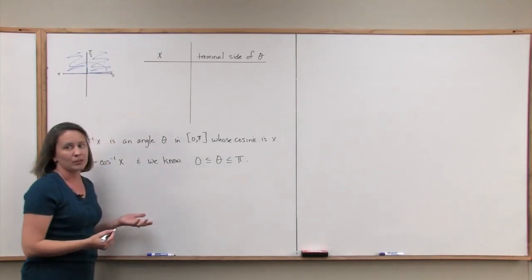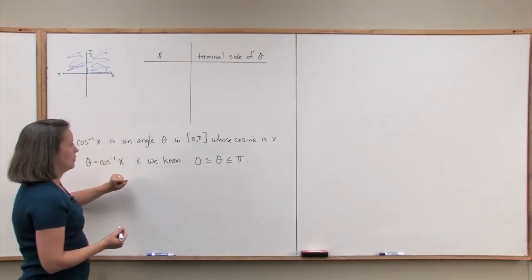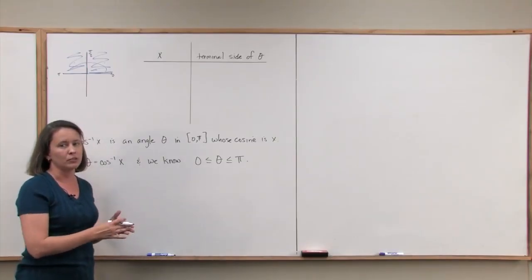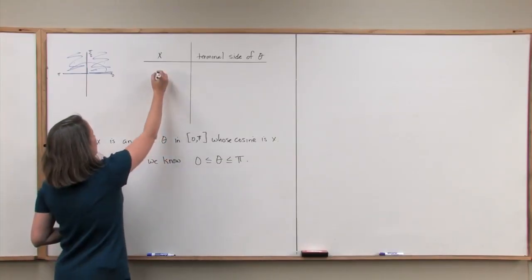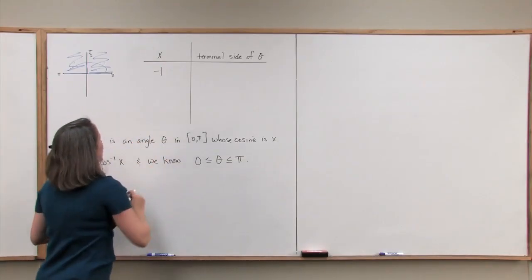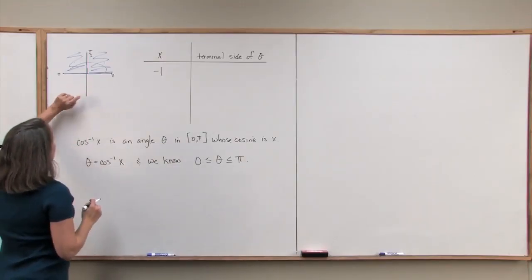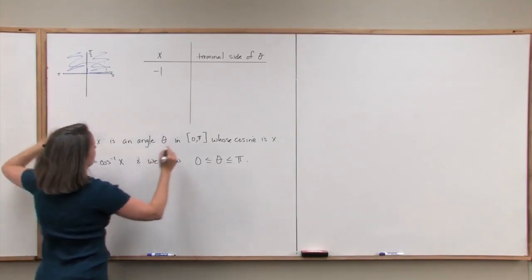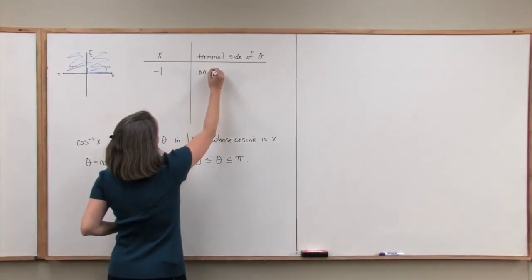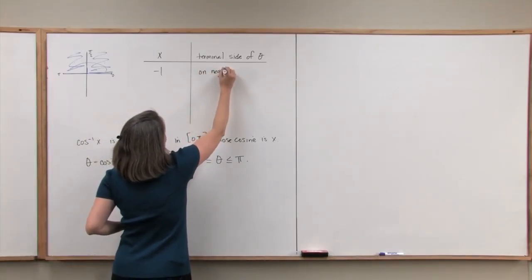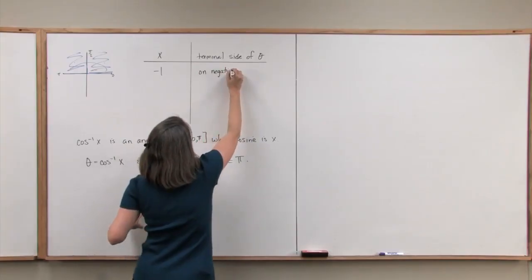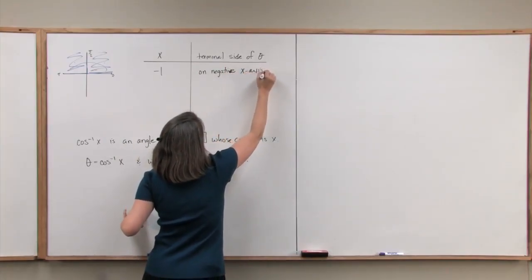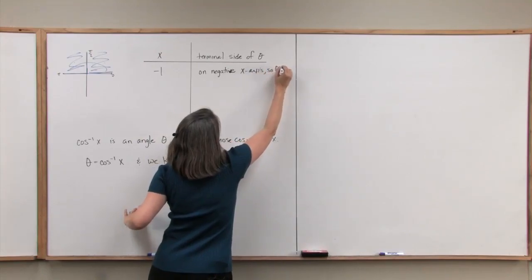What are the possible values of x? Well, what's the domain of our inverse cosine function? It's the closed interval from negative 1 to 1. So if we have x equal to negative 1, then the terminal side will lie on the negative x-axis, and that is the angle theta equals pi.